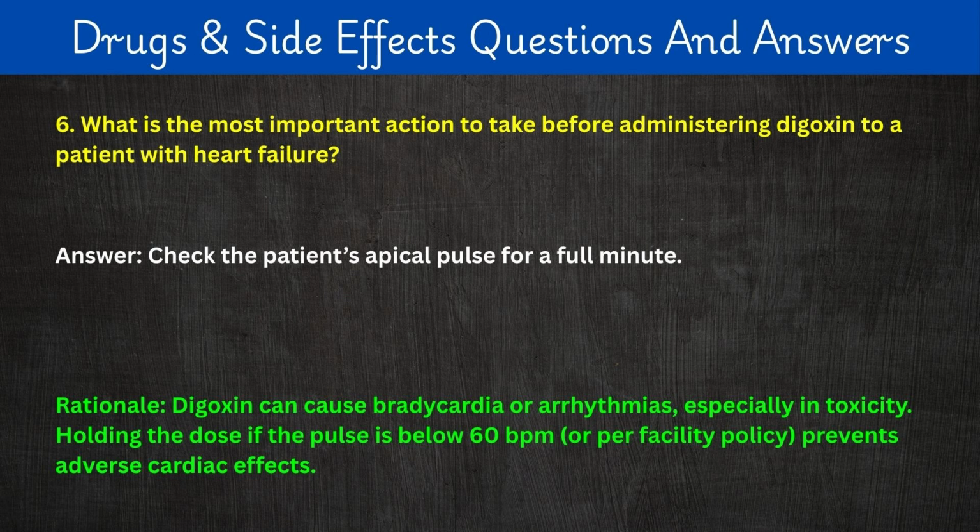6. What is the most important action to take before administering digoxin to a patient with heart failure? Answer: check the patient's apical pulse for a full minute. Rationale: digoxin can cause bradycardia or arrhythmias, especially in toxicity. Holding the dose if the pulse is below 60 bpm or per facility policy prevents adverse cardiac effects.